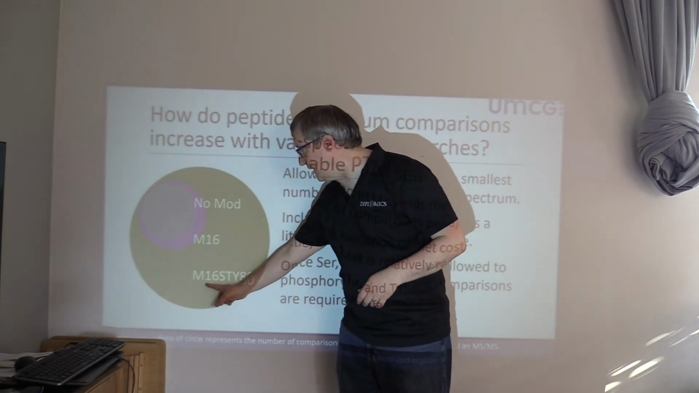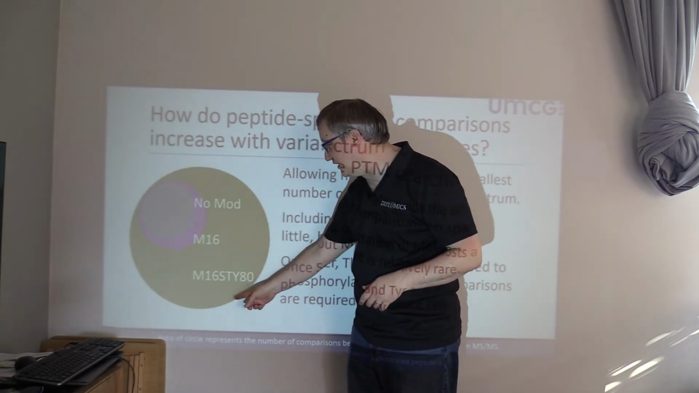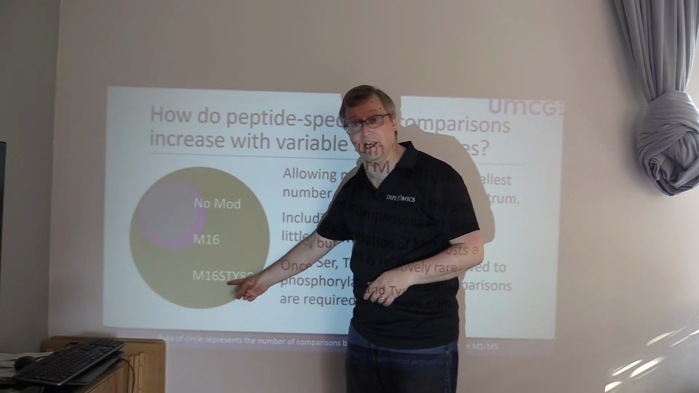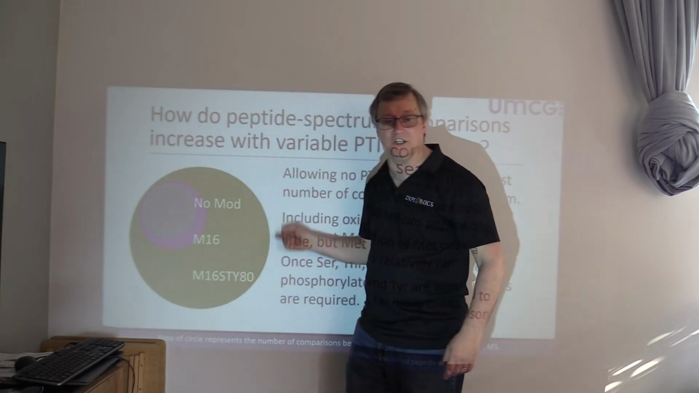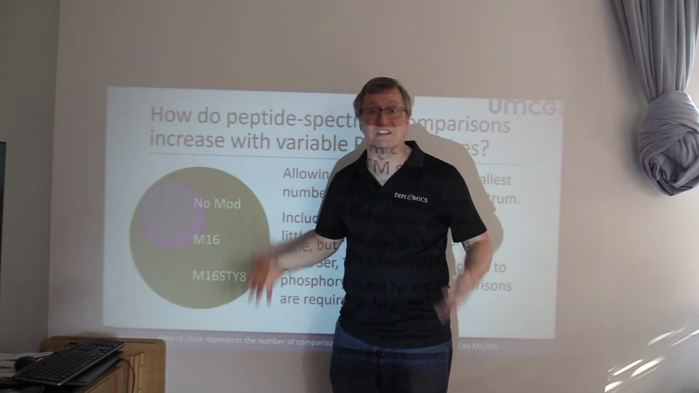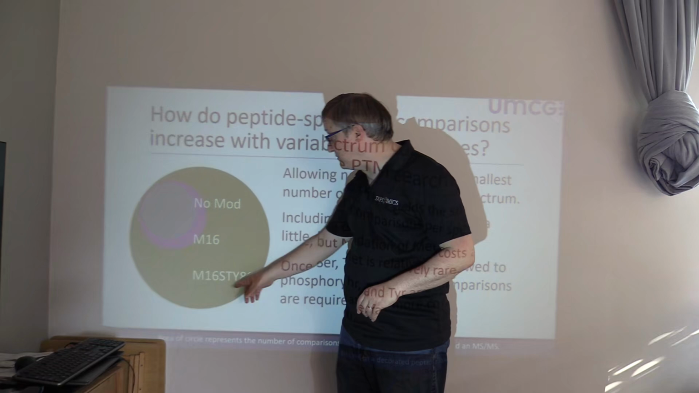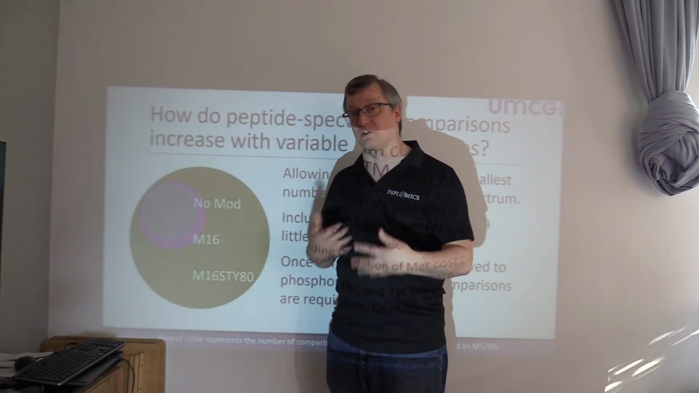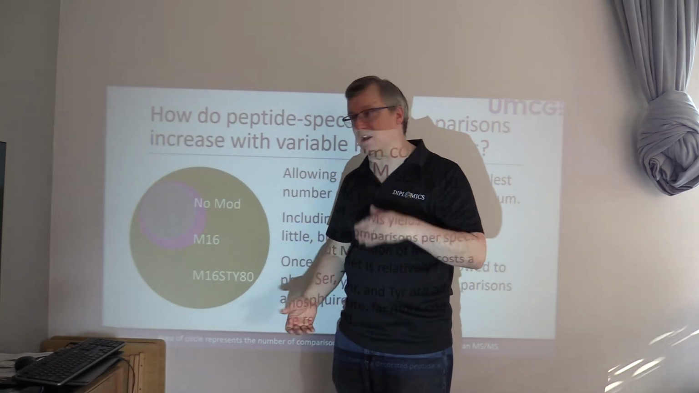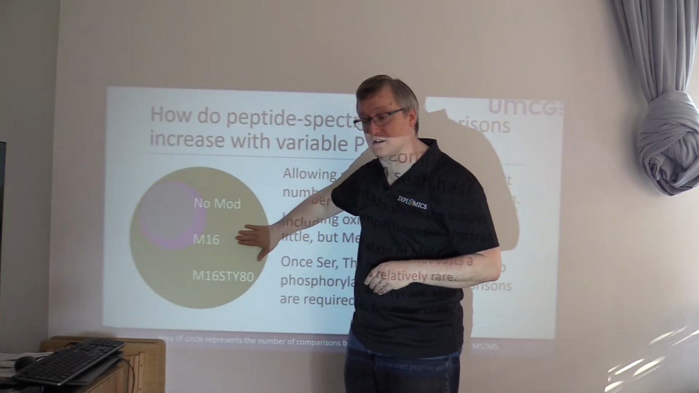If, however, we allow both the oxidation of methionine and the phosphorylation of serine, threonine, or tyrosine, we see that the number of comparisons we need to do per spectrum has risen quite substantially. And that's because serine and threonine are relatively frequent amino acids, so considering whether they're modified or unmodified has an outsized impact on the search.